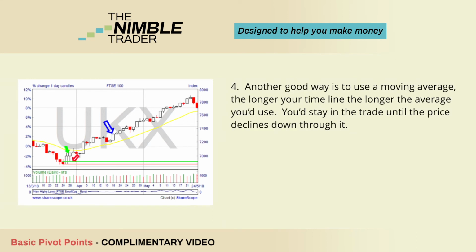And the final way that I'm highlighting here, there are other ways of doing it, but the final way I'm highlighting here is to use a moving average. Now, the longer your timeline, the longer the average you'd use, and you'd stay in the trade until the price declined down through the average.